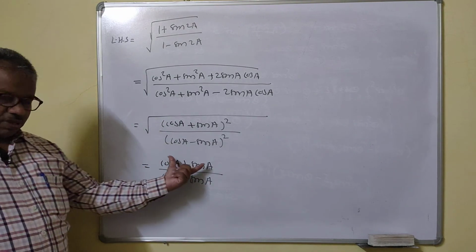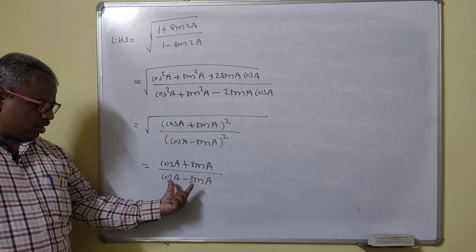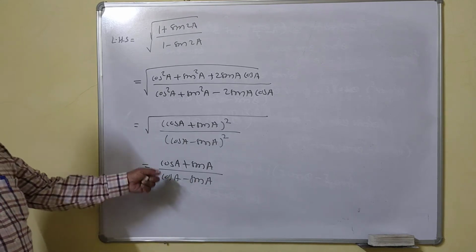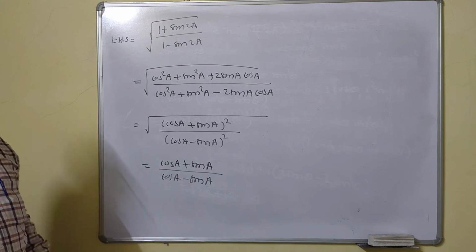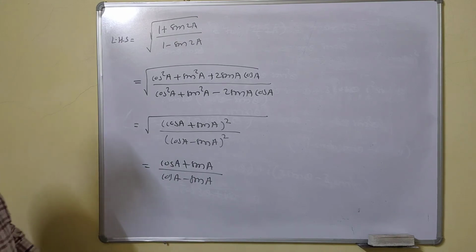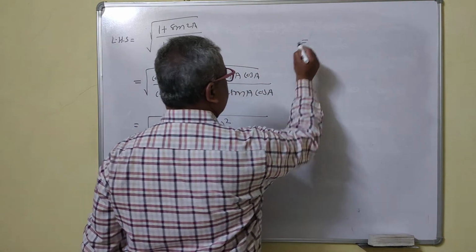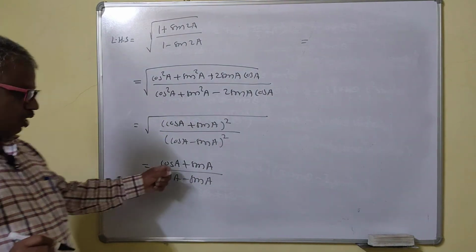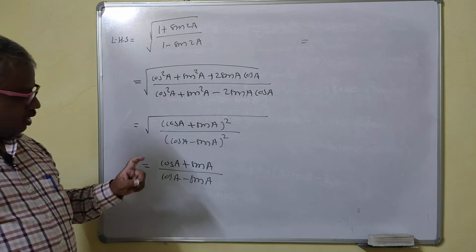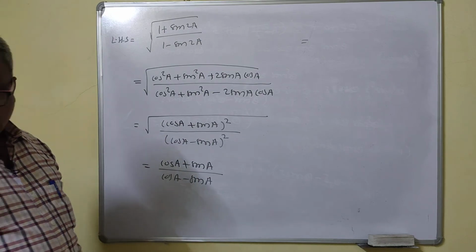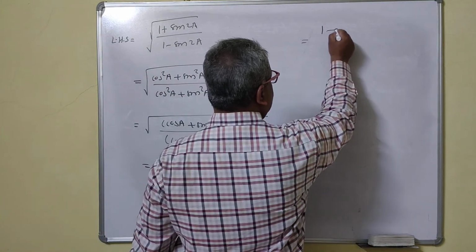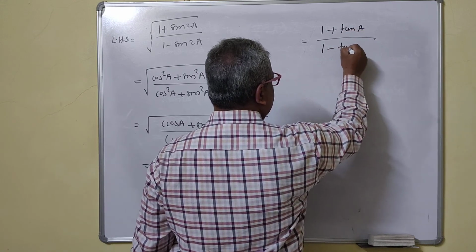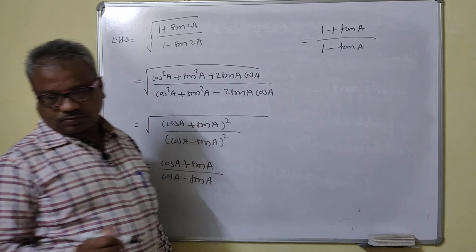See, this is the sum of sine and cos in the numerator, and the denominator is the difference of cos and sine. So how can we write this? We will divide each term of the numerator and denominator by cos a. So cos a upon cos a is 1, sin a upon cos a is tan a. So this is (1 plus tan a) upon (1 minus tan a).